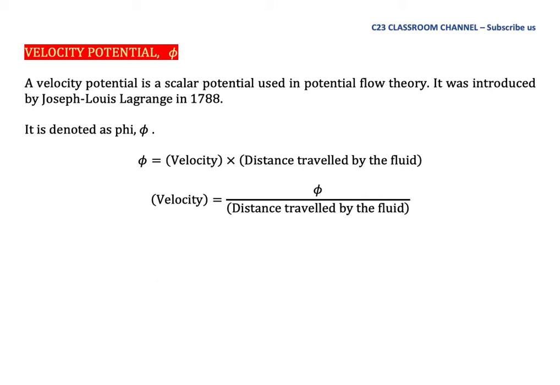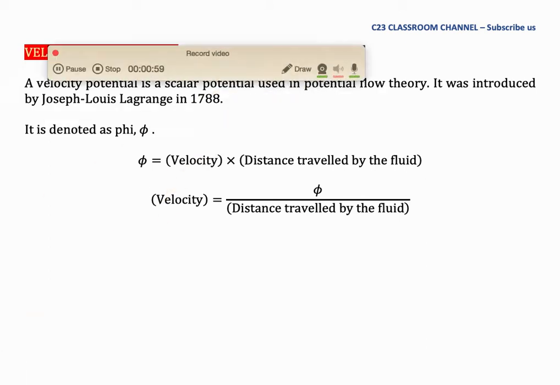The basic idea to calculate phi is by multiplying the velocity with the distance traveled by the fluid. So to get the velocity, we could calculate it by phi, or the potential velocity, divided by the distance traveled by the fluid.